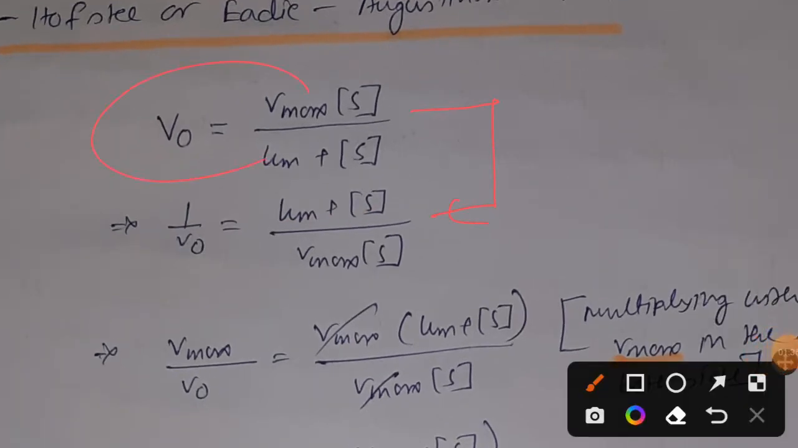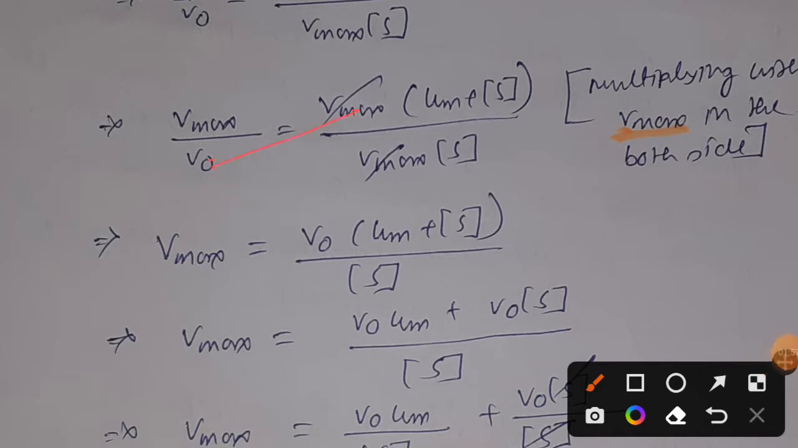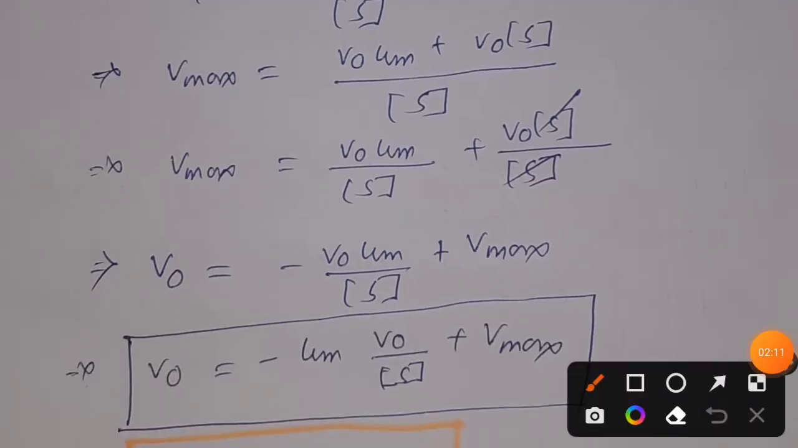First of all, we take the inverse of V0, that is 1/V0, and also the inverse of what is present on the right side. Now we multiply Vmax on both sides, then Vmax cancels out. After that we write V0 here, which we can easily do. Then we multiply V0 with Km and V0 with the substrate concentration. After that we simplify and take V0 on the left side.